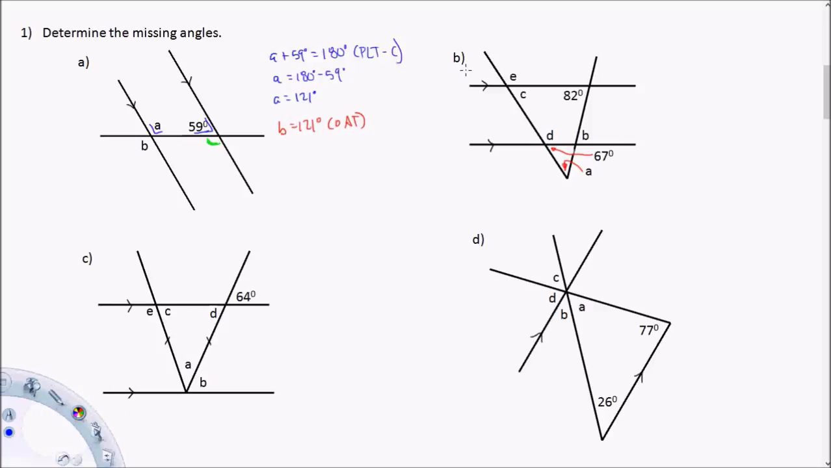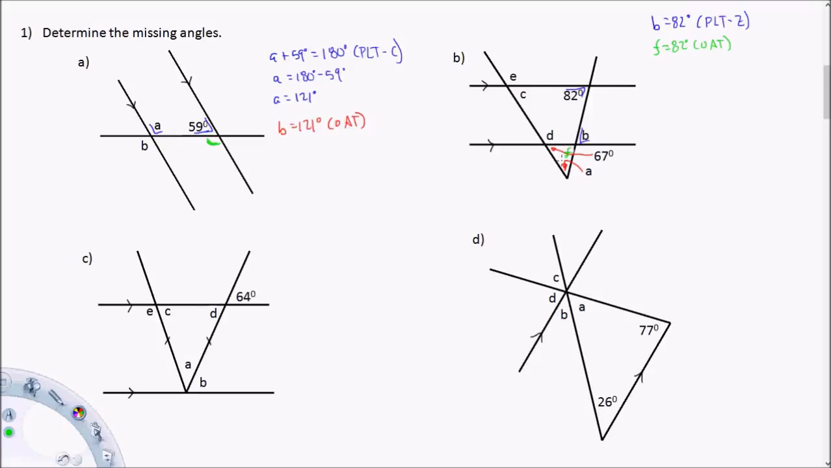So let's move on to B now. Let's start here. We see that we have a parallel line theorem Z pattern right in here. So we know that angle B is equal to 82 degrees because of parallel line theorem Z pattern. I'm going to also, maybe I'll do it in green, put a little symbol in here, F. So that'll be our F angle right in there. And we know that F would also be equal to 82 degrees because of OAT, the opposite angle theorem.